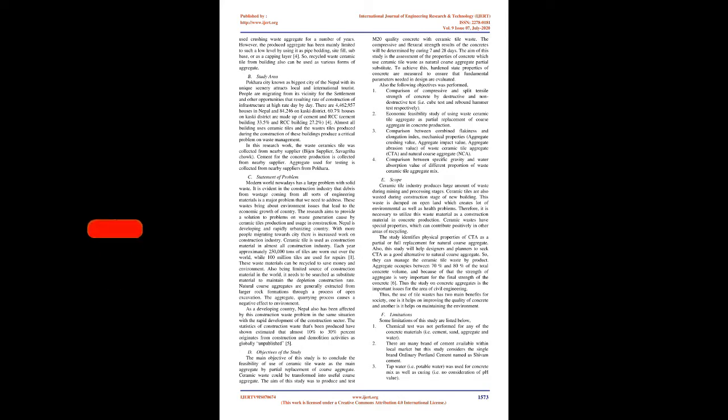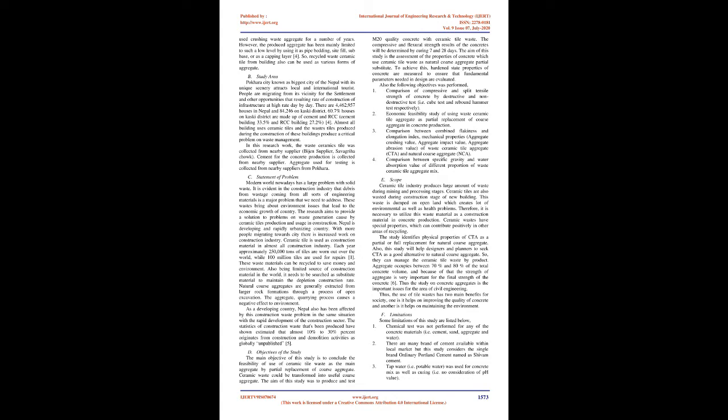Recycling and reusing aggregate from demolished buildings is not a new concept. Several countries have been using crushed waste aggregate for a number of years. However, the produced aggregate has been mainly limited to low-level uses such as pipe bedding, side fill, sub-base, or as a capping layer. So, recycled waste ceramic tile from buildings also can be used as various forms of aggregate.